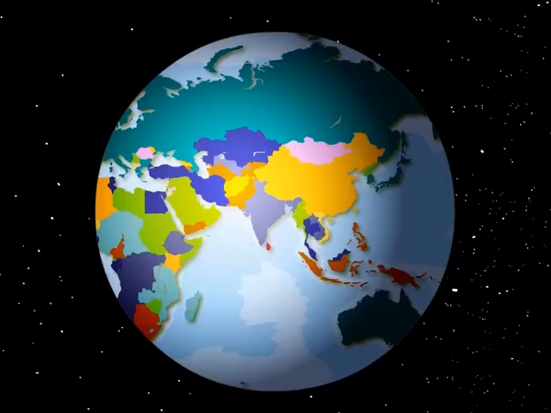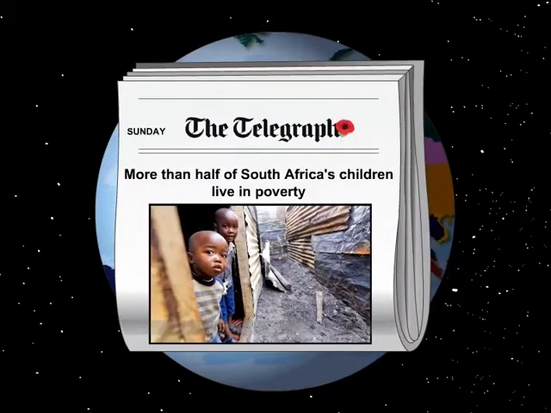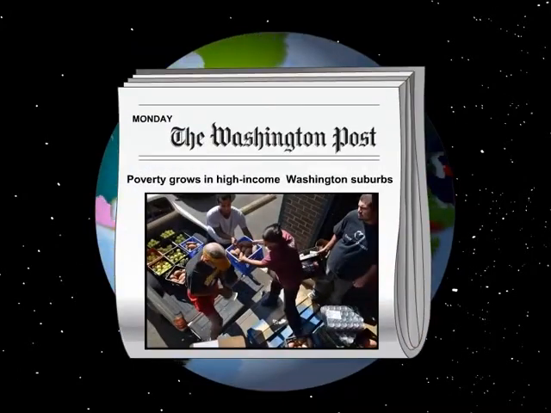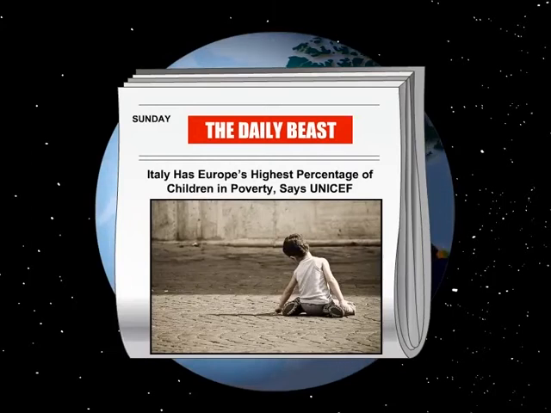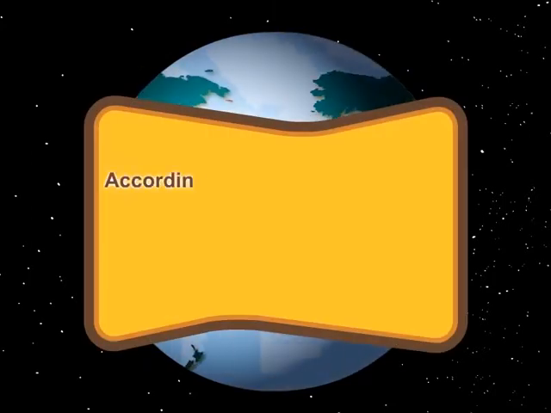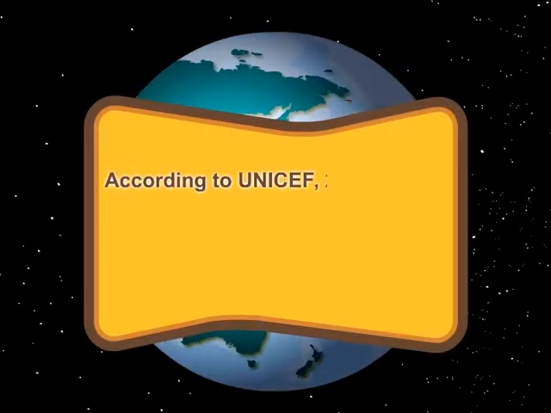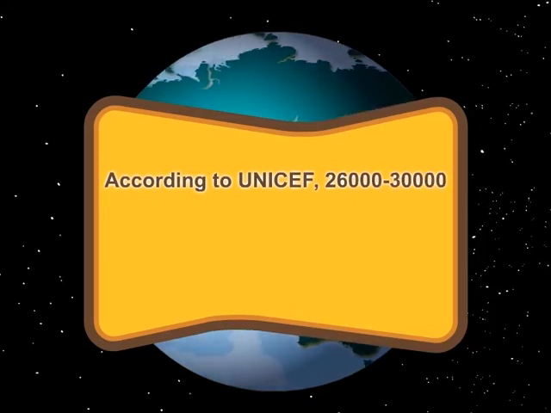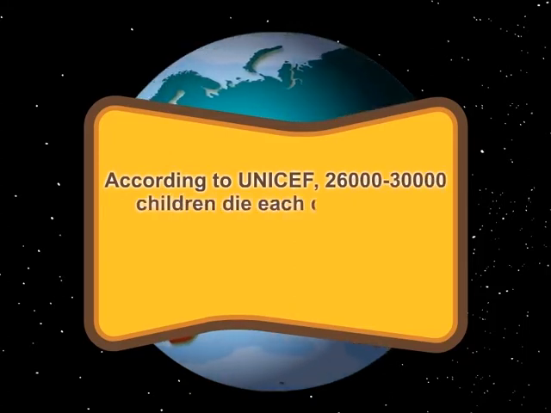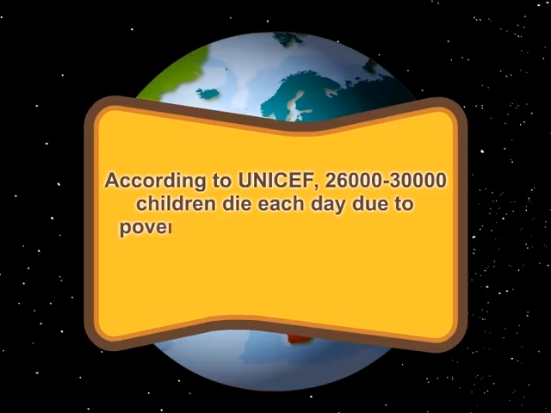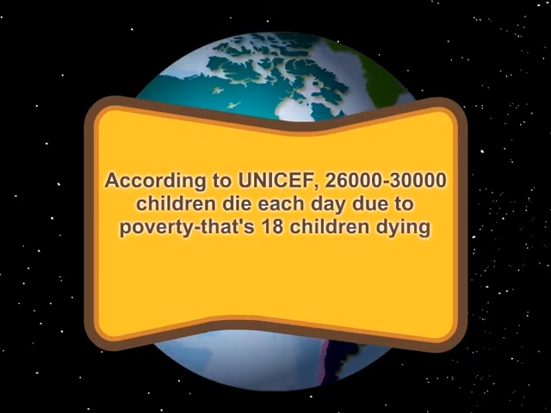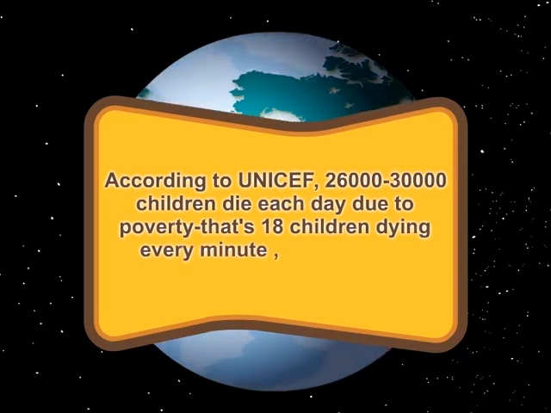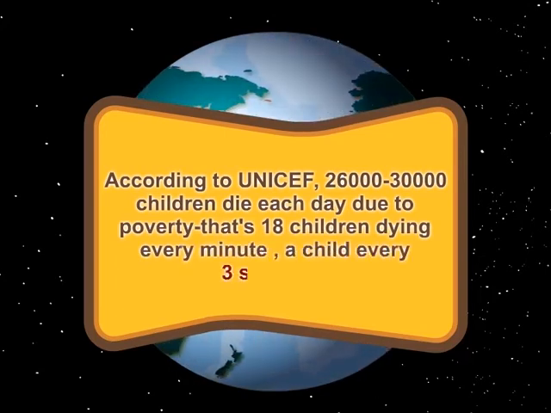Poverty is an issue of grave concern and is widely prevalent all across the globe. According to UNICEF, about 26,000 to 30,000 children die each day due to poverty. That means about 18 children are dying every minute, that is, a child every 3 seconds.